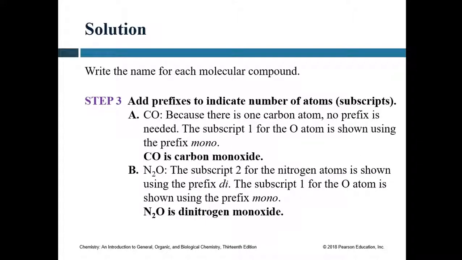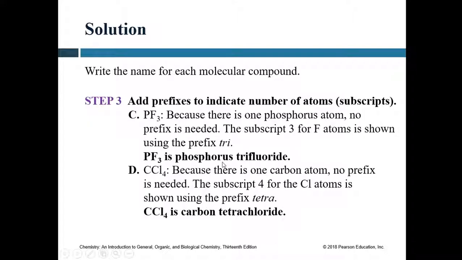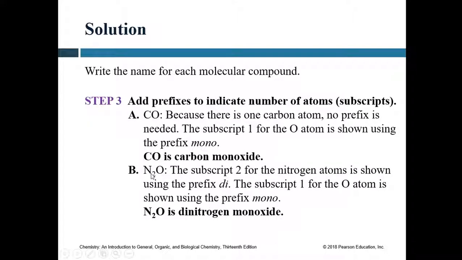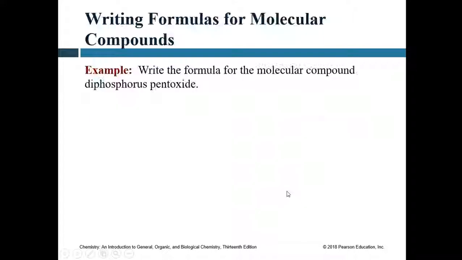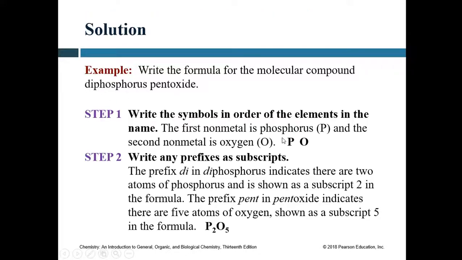Now notice CO, carbon monoxide. Oops, sorry. Dinitrogen monoxide. Phosphorus trifluoride. Carbon tetrachloride. Press pause and write the formula for diphosphorus pentoxide.